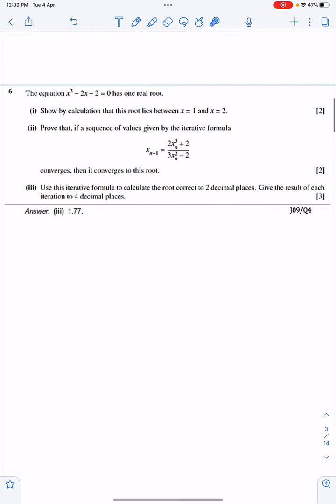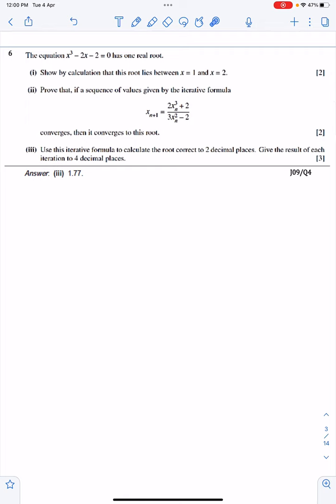Okay, starting with the question. This is a general simple question of numerical solutions. The question says the equation x cubed minus 2x minus 2 equals 0 has only one root. Show by calculation that this root lies between x equals 1 and x equals 2.